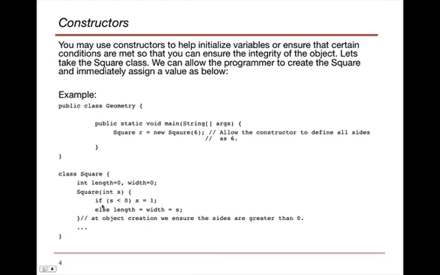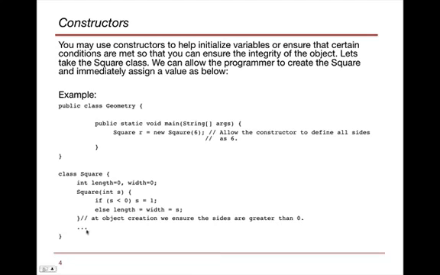Then I could run a simple condition here that says if s is less than 0. I'm trying to ensure that s is not negative. And if it is, I'm going to set s equal to 1. And so then I have my length equals width equals s. I don't necessarily need the else here. I could do that if I wanted to. This could be length equals width equals 1. I could do any other type of code that I want in here. And so what happens is that at object creation, we ensure that the sides are greater than 0.